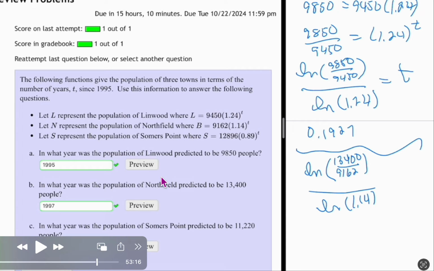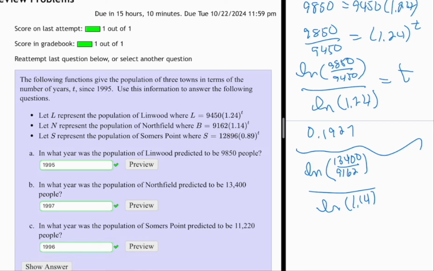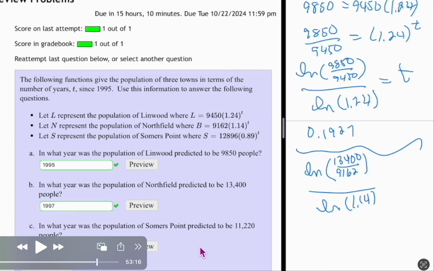For B, let's think about what we're going to put in. I have it right here. The natural log of my ending, 13,400, divided by my starting, 9162, all over the natural log of the 1-year growth factor, 1.14. I got 2 point something, so 1995 plus 2 more is 1997.